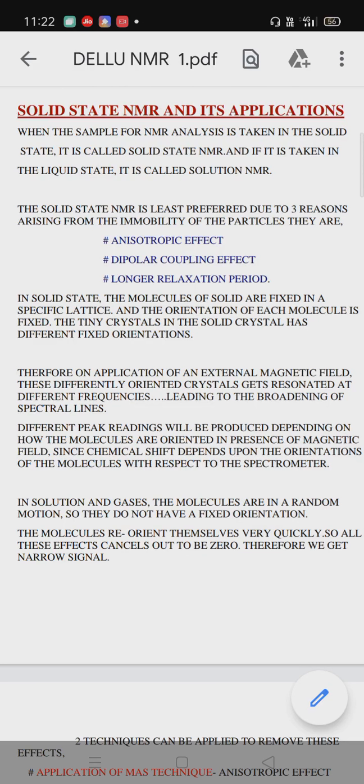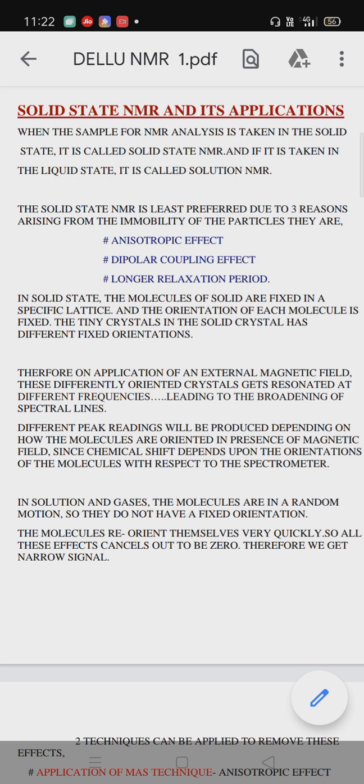Paul's College, Kalamashiri. Today, I am going to discuss solid state NMR and its applications. Solid state NMR is just like the usual NMR technique. When the sample for NMR analysis is taken in the solid state, it is called solid state NMR, and if it is taken in the liquid state, it is called solution NMR. The common NMR technique that we use is solution NMR.